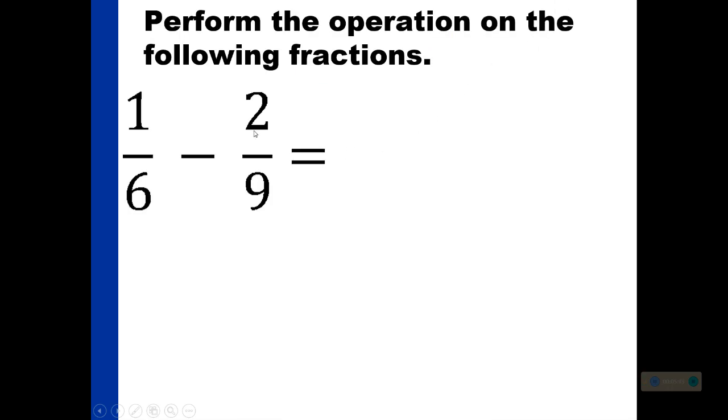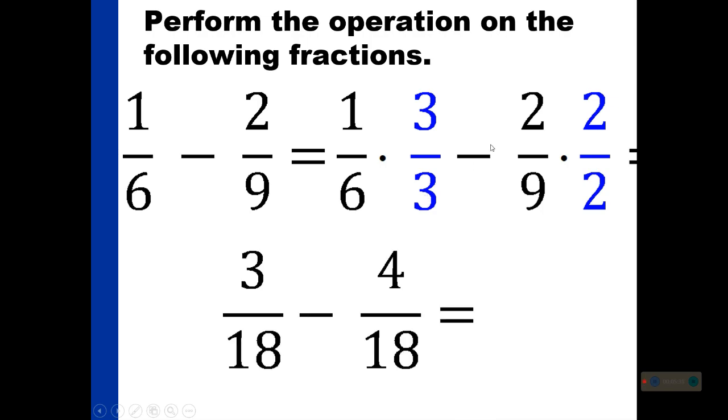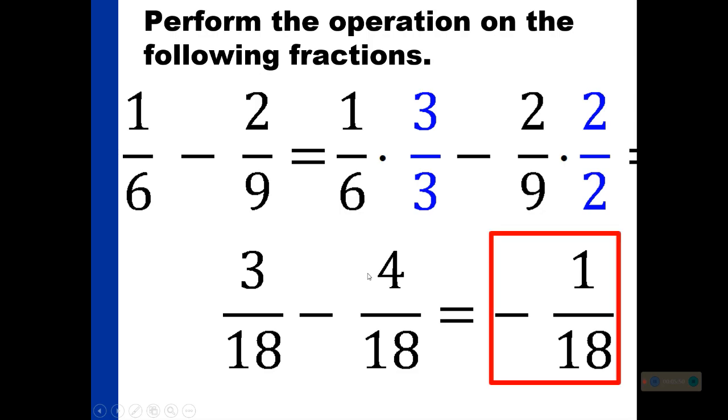So let's have the last example. We have here 1 over 6 minus 2 over 9. So again, you have to make the denominators the same. So we have the lowest possible denominator, of course. So we multiply the first fraction by 3 over 3 and multiply the second fraction by 2 over 2. So we will have the denominator the same as 18. So the first one will be 3 over 18, and from this one, we will obtain 4 over 18. So proceed in the operation. So we have negative 1 over 18.